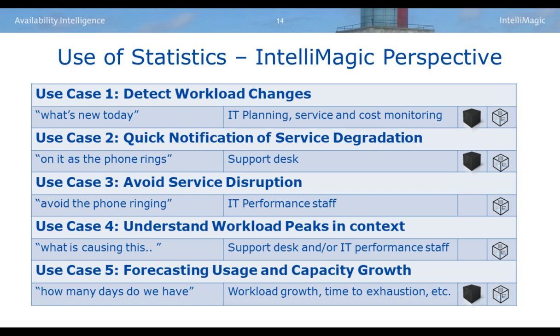Then the second one is, well, if something does go wrong, they'd like to know it as soon as possible. That's use case 2. Use case 3 is avoiding issues altogether, so that's avoiding service disruption. That's the availability intelligence. Mostly of interest to the IT performance staff because, of course, avoidance is always better, but it's less visible. I mean, you're going to be a bigger hero if you fix a broken system than when you prevent the system from being broken in the first place.